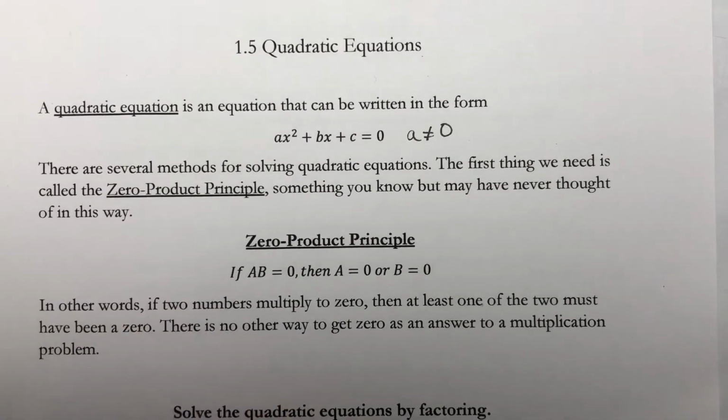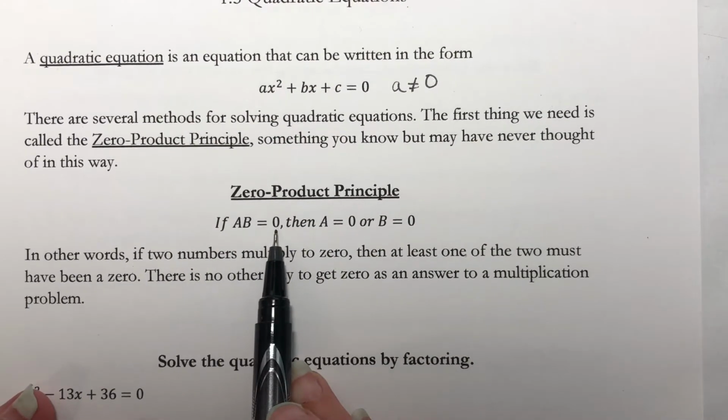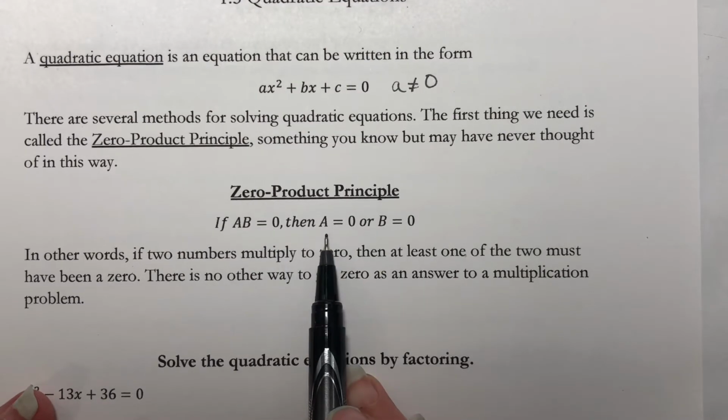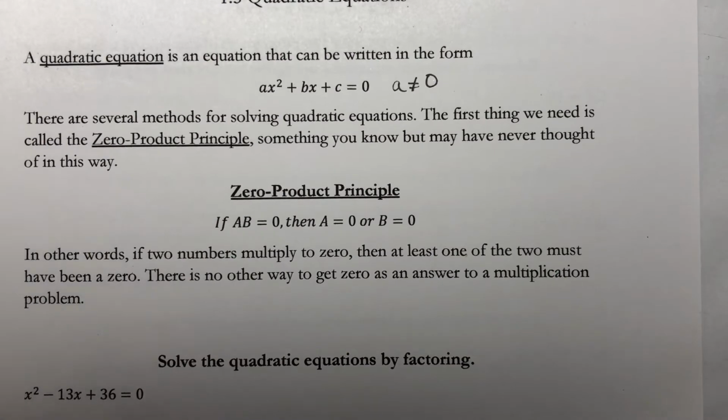We're going to have several methods for solving these things. The first thing we need is called the zero product principle. It's something you probably know, but you may never have thought of in exactly this way. What this principle says is that if a times b is equal to 0, then either a equals 0 or b equals 0. In other words, if you multiply two numbers and you get 0, then the only way that can happen is if at least one of the two things you're multiplying is 0. There's no other way to get 0 as the answer to a multiplication problem.